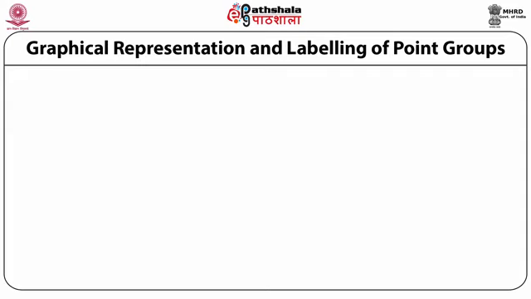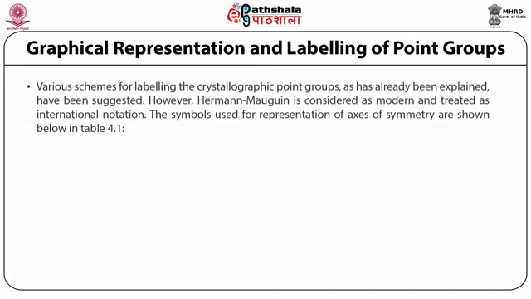Graphical representation and labeling of point groups. There are various schemes that have been suggested for labeling the crystallographic point groups, as has already been explained. However, Hermann-Mauguin is considered modern and treated as the international notation. The symbols used for representation of axes of symmetry are shown in table 4.1.